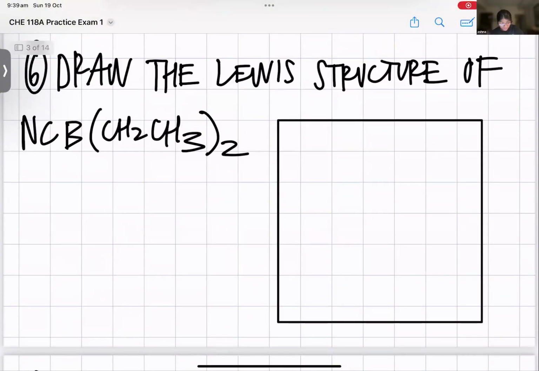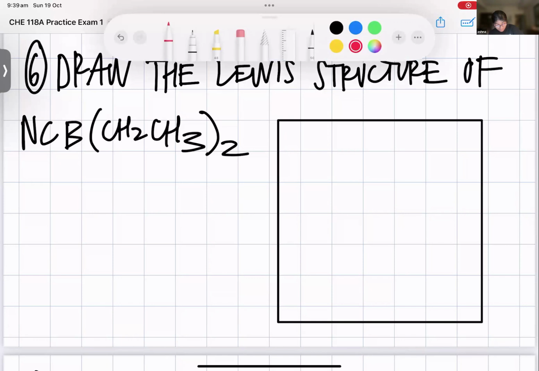Draw the Lewis structure. Okay, cool. Did he also ask you to draw Lewis structures for the previous quiz? No, there's no Lewis structures, but you kind of have to know it. Maybe he might say draw the bond line structure instead. The Lewis structure is way too much. It's way too messy.